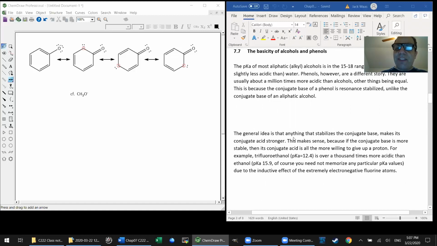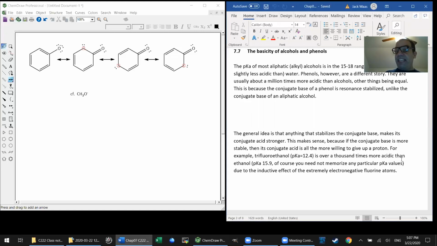And so this idea that we're going through here can be generalized more fully, and it's an important idea to understand. But the idea, to put it as simply as I know how, is that anything you do to stabilize the conjugate base of some acid makes that acid stronger. Like we said, if the conjugate base is more stable, that makes the acid more willing to give up the proton and turn into the conjugate base.